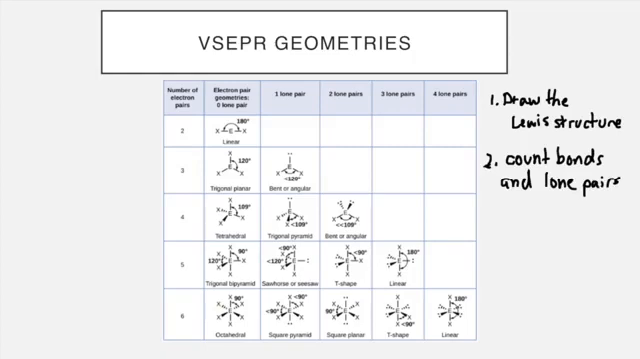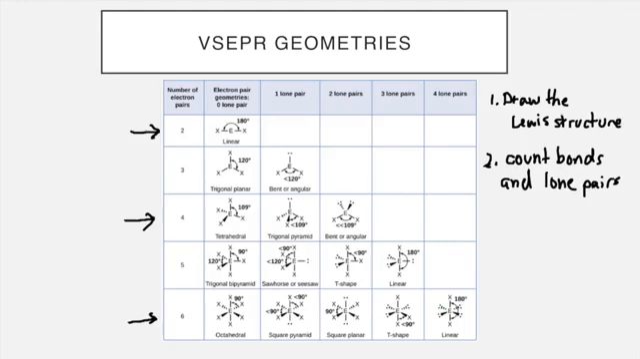That total, so say you have like 2 bonds and 1 lone pair, that would be a total of 3 pairs. That tells you which row you're going to look at. So if you have just 2 bonds and that's it, you're going to look at this row. If you had 2 bonds and 2 lone pairs, that's a total of 4, you would look at this row. If you had 4 bonds and 2 lone pairs, you would look at this row because that's a total of 6. So you just look at the total of bonds and lone pairs you have.